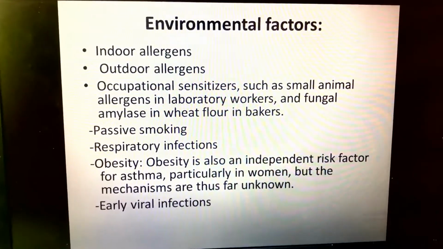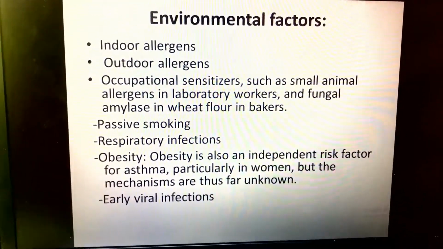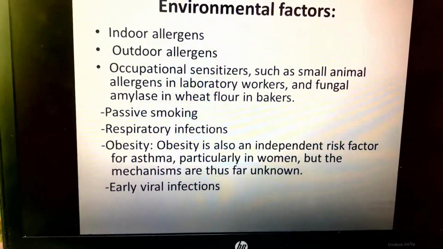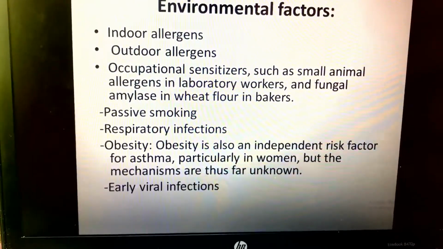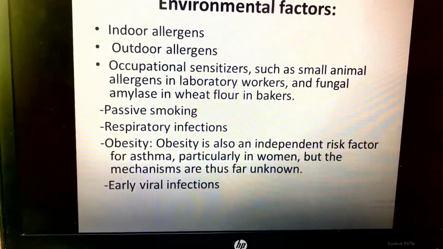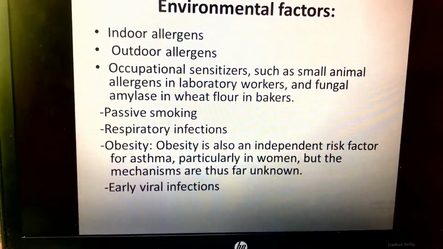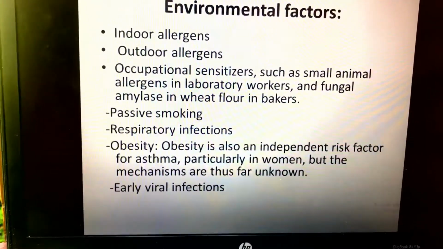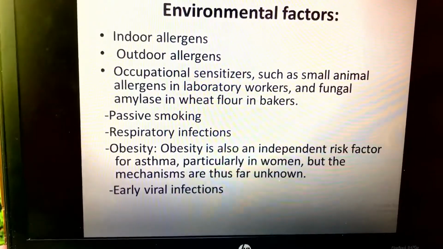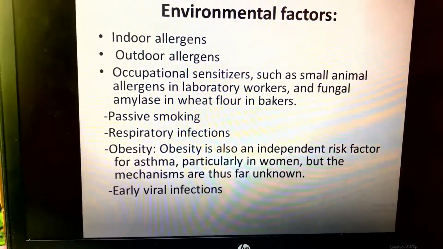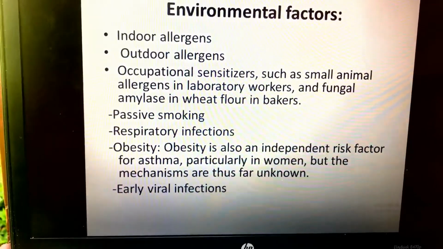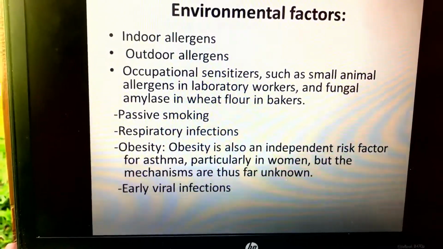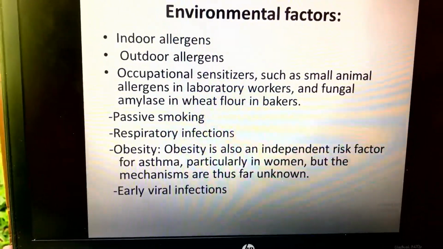We have also environmental factors. These are indoor allergens, as we have said, outdoor allergens, and occupational sensitizers, such as small animal allergens in laboratory workers and fungal amylase in flour. We have passive smoking, respiratory infections, and obesity. Obesity also is an independent risk factor for asthma, particularly in women, by a mechanism that is unknown. We can have early viral infections. Early viral infections can cause asthma also.